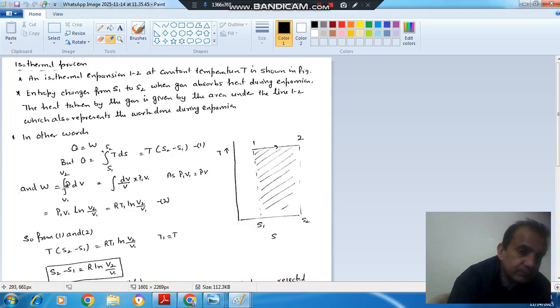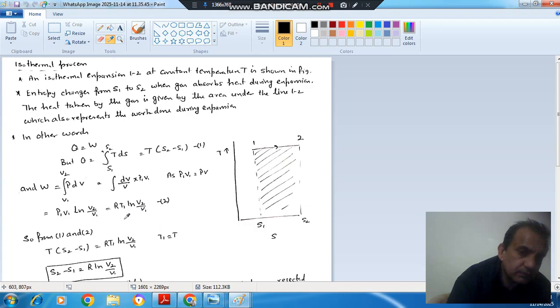And work done, reversible work done is PdV. Final volume is V2, initial volume is V1, and P1 V1 is equal to PV. So P will be equal to P1 V1 by V. So we integrate it, it will be P1 V1 ln V2 by V1, or RT1 ln V2 by V1. This is equation number 2. From 1 and 2, we have S2 minus S1 is equal to R ln V2 by V1.